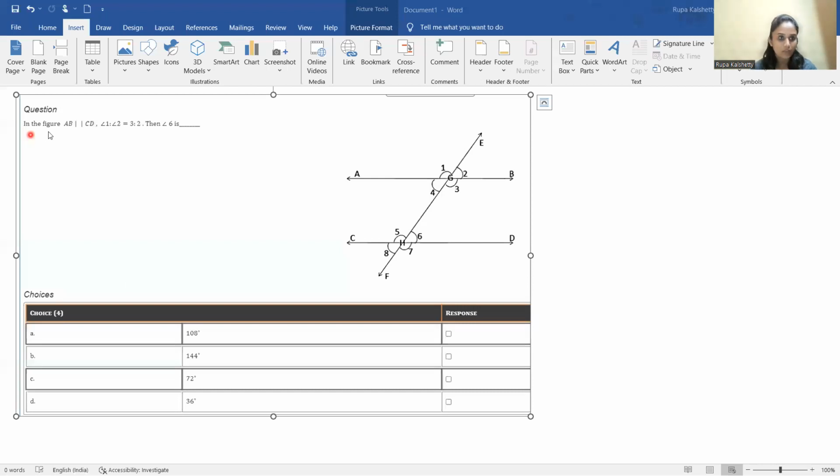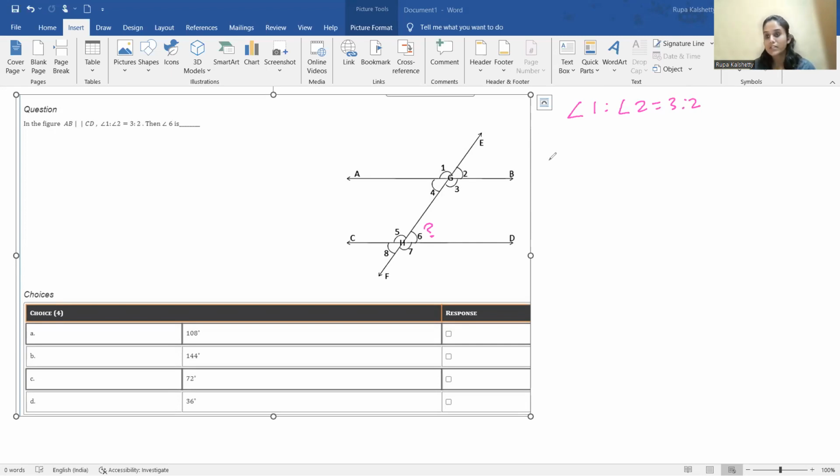Okay, the question is, in the figure, AB is parallel to CD. Okay, the line AB is parallel to CD. Angle 1 is to angle 2 ratio is 3 is to 2. So if you look at this angle here, angle 1 is to angle 2 is 3 is to 2 ratio. Okay, find angle 6. So if you say angle 1 is to angle 2 is 3 is to 2, what is angle 6? So we have to find out this angle 6.